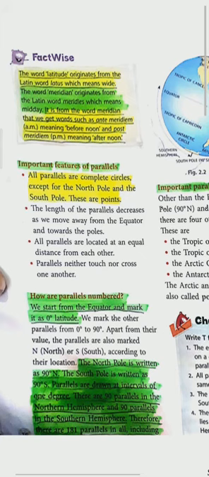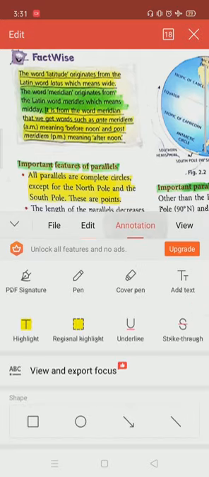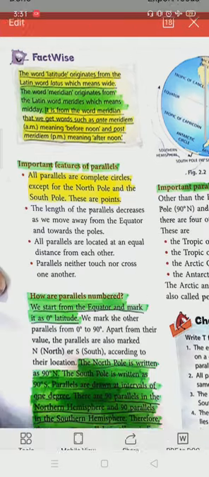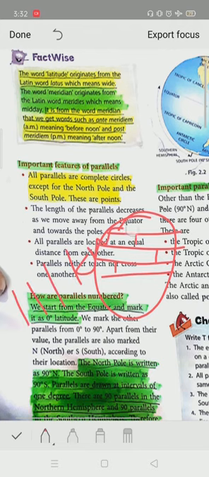All parallels are located at an equal distance from each other. सब पैरेलल्स जो हैं वो इक्वल डिस्टेंस पे लोकेटेड हैं आपस में. Like, if I have one parallel, suppose this is the earth, this is one parallel, all these parallels will have equal distance, which is 111 kilometers.